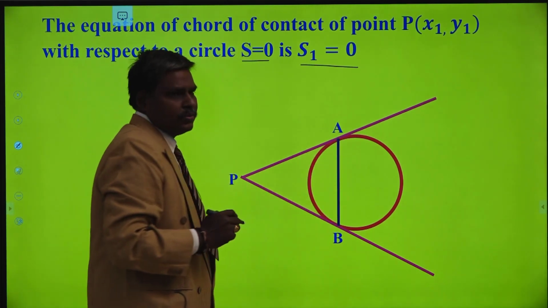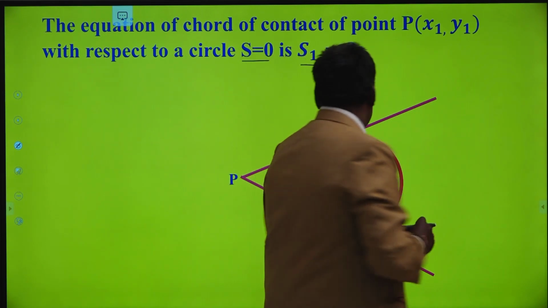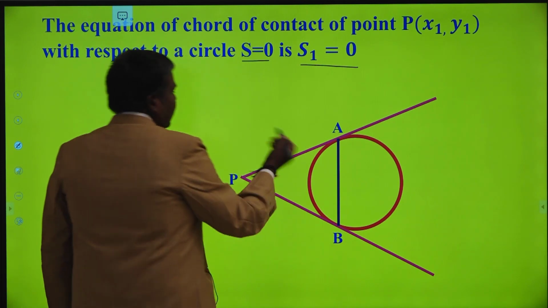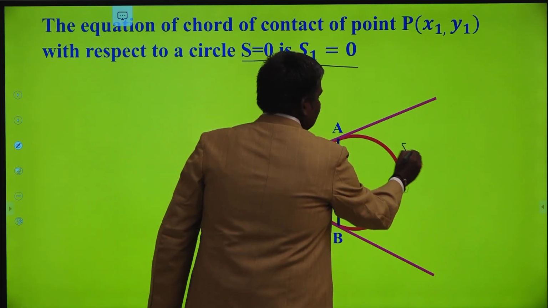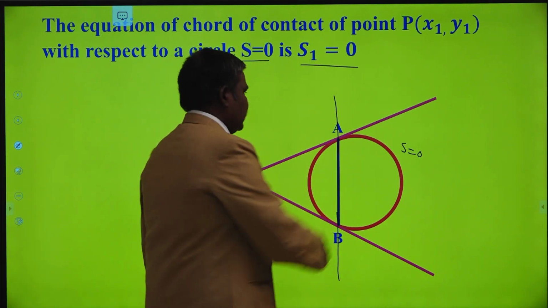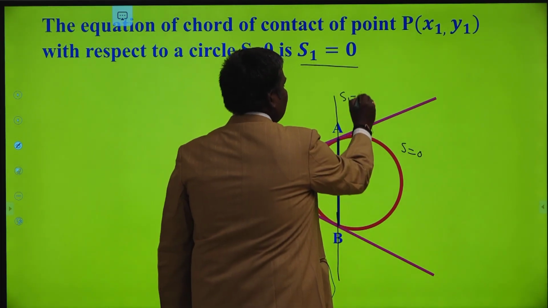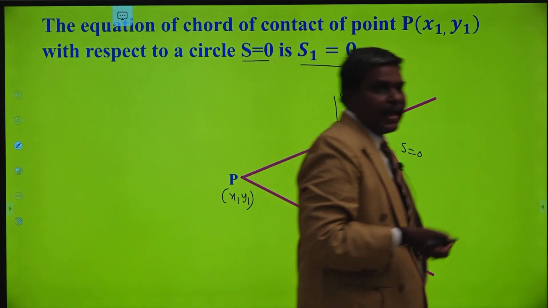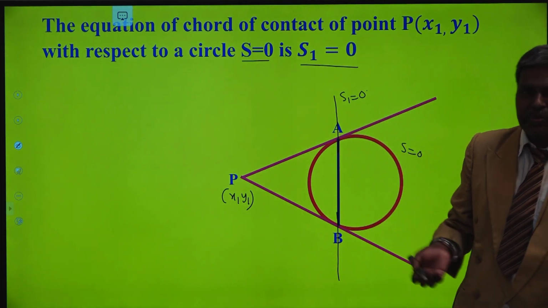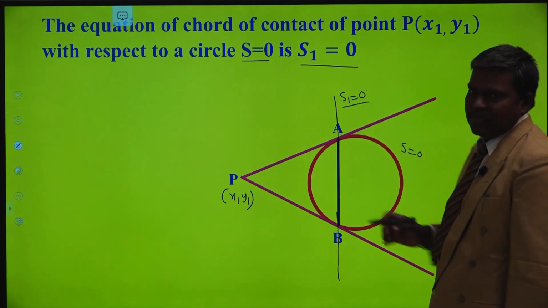S1 is equal to 0. We have to find the equation of the chord of contact of your point P x1 comma y1 with respect to the circle S equal to 0. This is the circle S equal to 0. Is it S1 equal to 0? This is the secant line, not a chord, it is the secant line. This is the equation. We are going to show that S1 equal to 0. Already we discussed that the tangent at x1 comma y1 to the circle is also S1 equal to 0. Why all these equations are the same, that is S1 equal to 0, we will discuss within a few minutes.